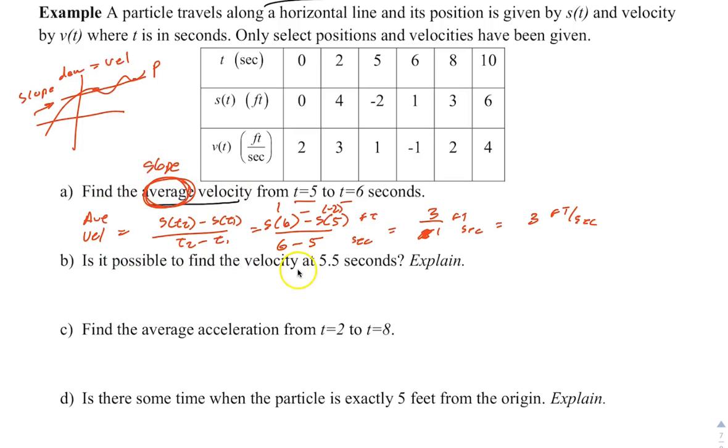Is it possible to find the velocity at 5.5 seconds? Explain. Now, I have 5 and 6. You might be thinking I would use IVT, but IVT won't give me exactly 5.5. So no, it can't. It's not a given value.